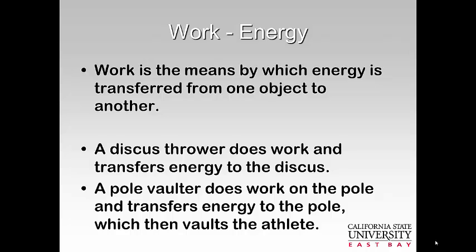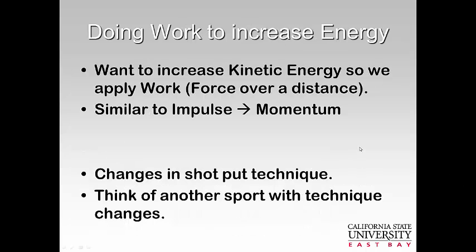The pole vaulter does work on the pole, transfers energy to the pole in the form of strain energy, which then acts on the athlete to hurl them over the bar. So I like to look at this relationship similar to the impulse-momentum relationship. Basically you want to increase the kinetic energy, which is kind of the motion energy, so we apply work, or force over distance. There were changes in certain techniques over the years that maximize the work, just like we want to maximize the impulse.